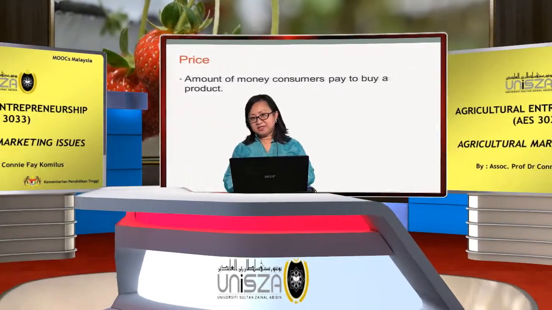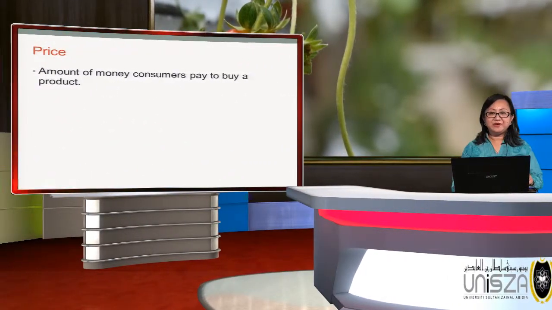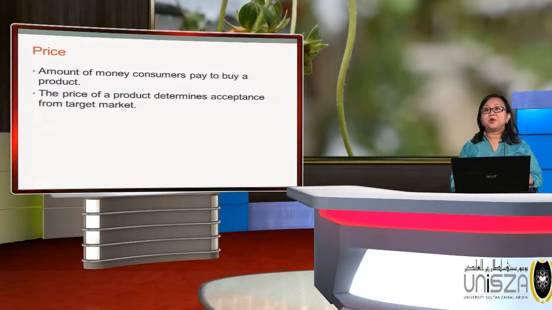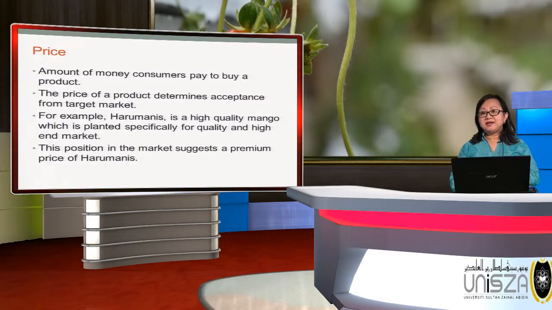As for price, which is the second P, it is the amount of money consumers are willing to pay to buy a product. The price of a product determines acceptance from the target market. For example, Harum Manis. It is a high or very high quality mango which is planted specifically for quality and for the high-end market in Malaysia. And that significant positioning of Harum Manis as a premier product in the market suggests the high premium price for Harum Manis.